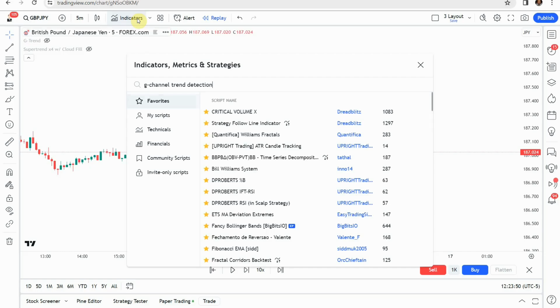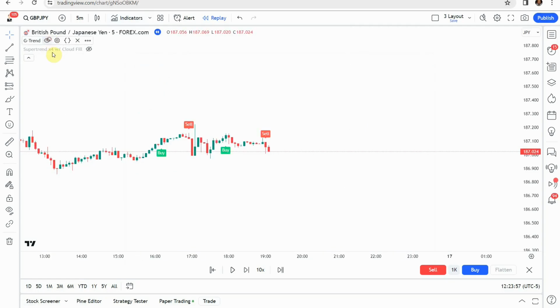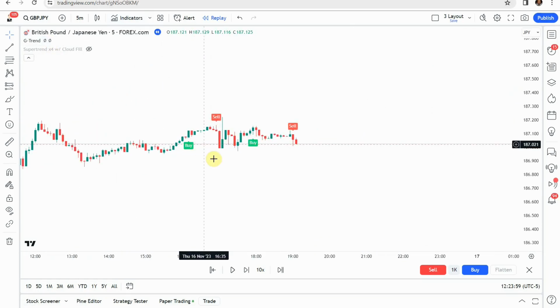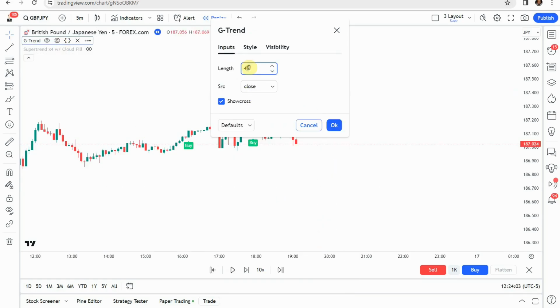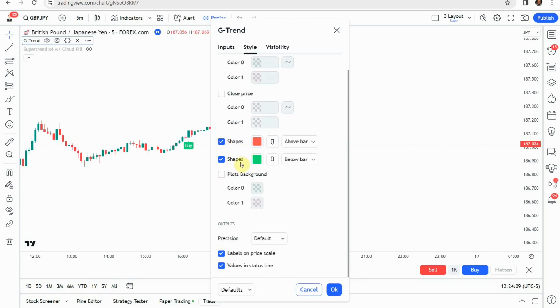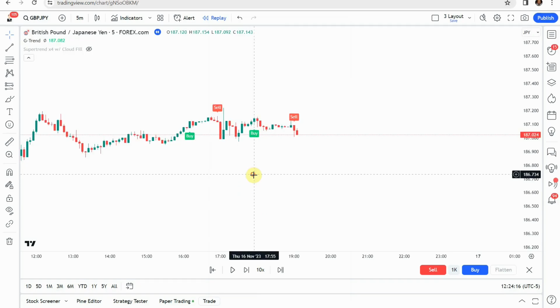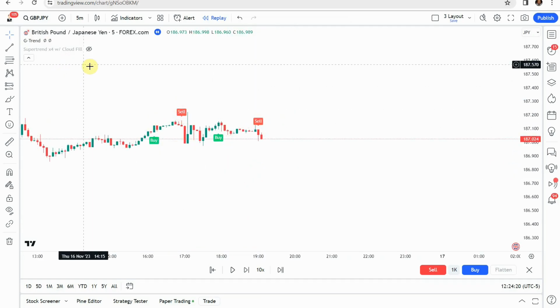The first indicator you'll want to add to the screen is going to be the G channel trend detection right here. You'll add that one to the screen, and it will look kind of similar to this here. We're going to go ahead and go into the settings and make a few changes here. So on the length, you're going to change that to 45. Under the style, you're going to turn off everything here but these two shapes right here, and you can leave these labels and values on if you see fit. And so now it should look like this right here with just these buy and sell tags.